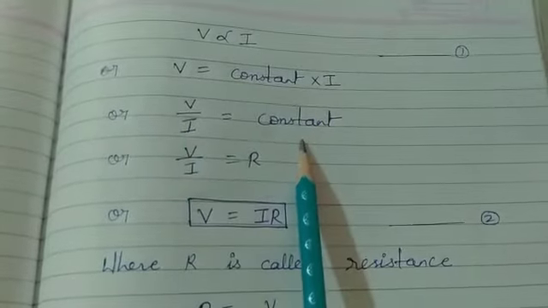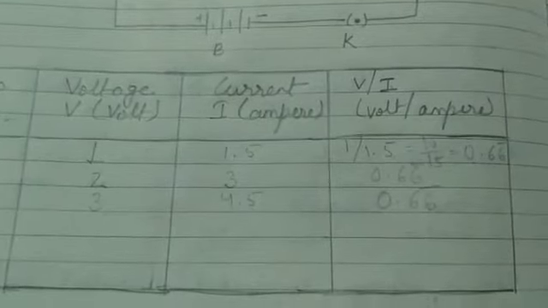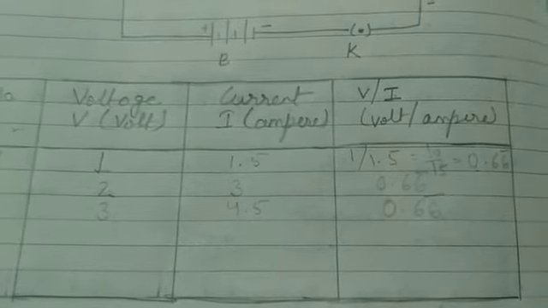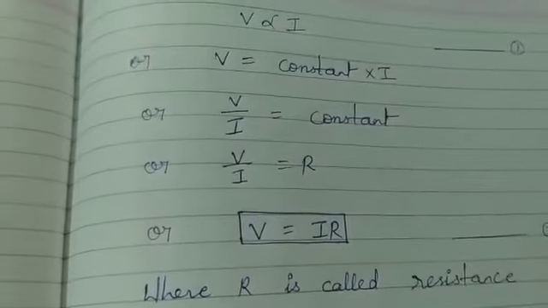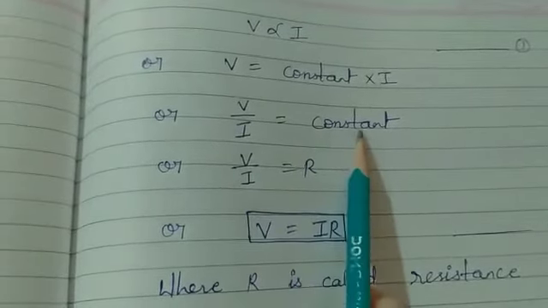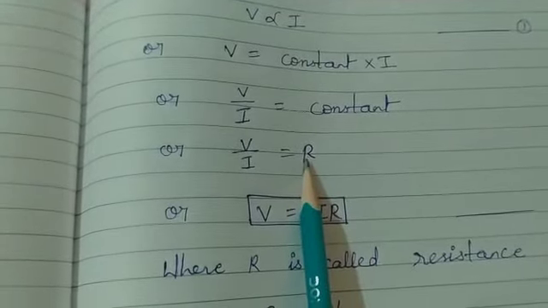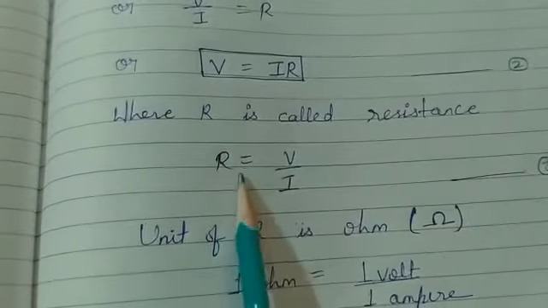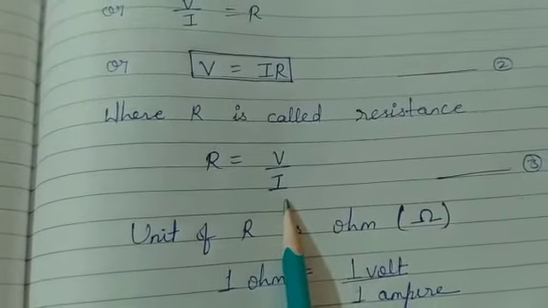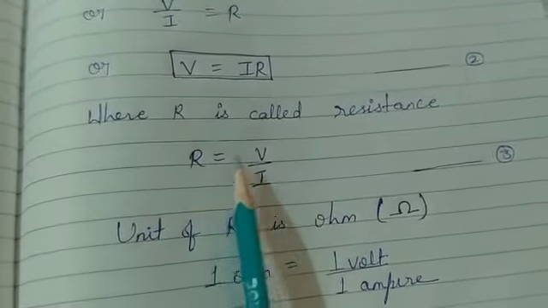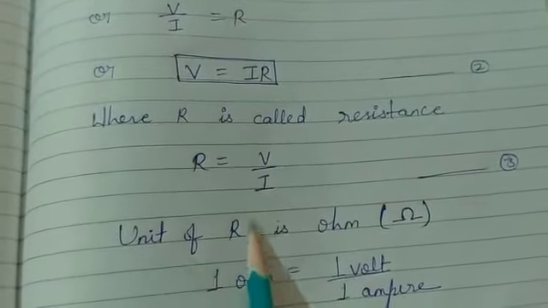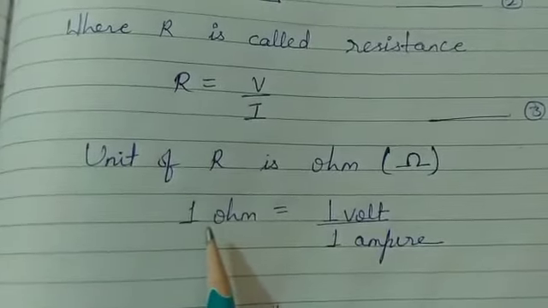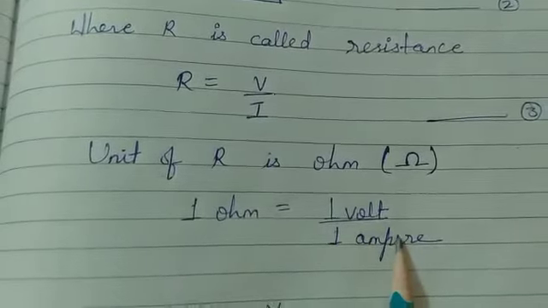Why V upon I is constant? We have seen here that when we have find out the value of V upon I, we are getting one constant value. So that's why here V upon I equals to constant, and this constant we take as R, where R is the resistance. Or we can write it like this, R equals to V upon I. Okay, so resistance equals to voltage upon current, and unit of R is ohm. So what is the value of formula for ohm? 1 ohm equals to 1 volt upon 1 ampere.